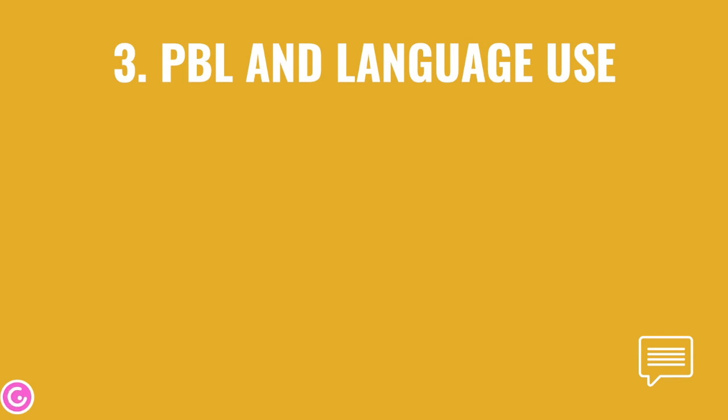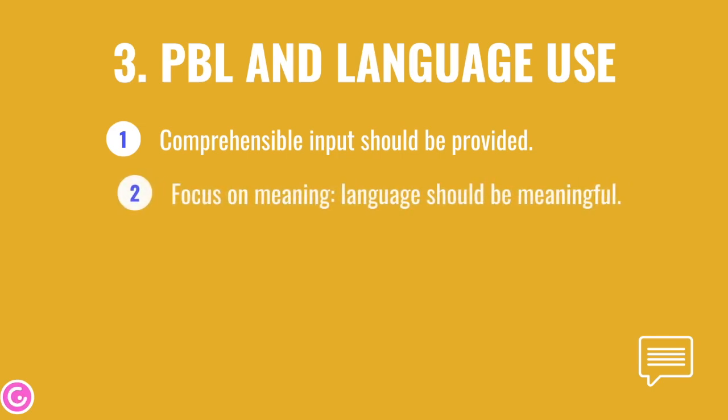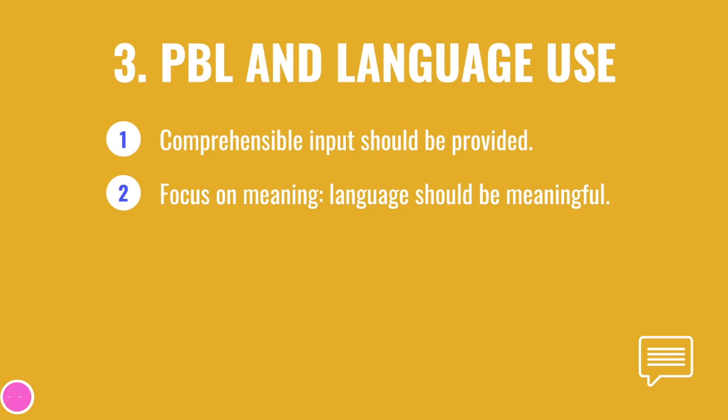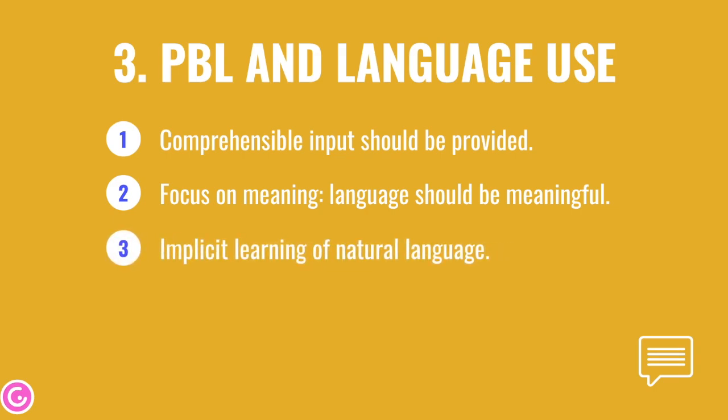Since projects need to be adapted to the students' needs, it is crucial to provide comprehensible input. If students do not understand what they are required to do in the project, they will not be able to complete it. Projects have to be meaningful to the students, so the focus should be placed on meaning. Given the focus on meaning, projects are going to provide an opportunity for two types of knowledge: incidental and implicit learning. Usually, since students are exposed to natural language, they will benefit most from the implicit learning.